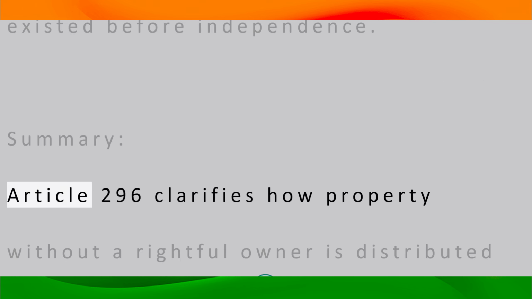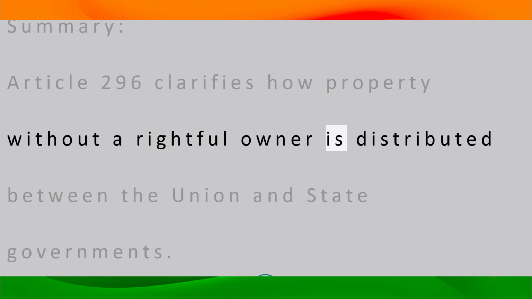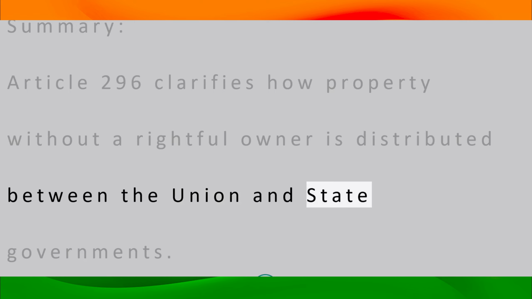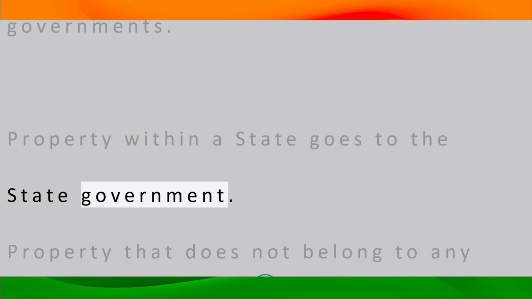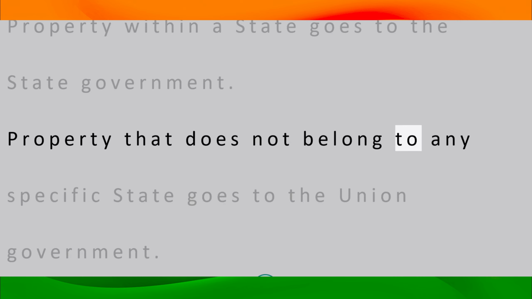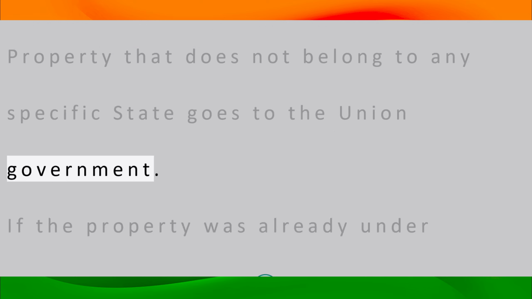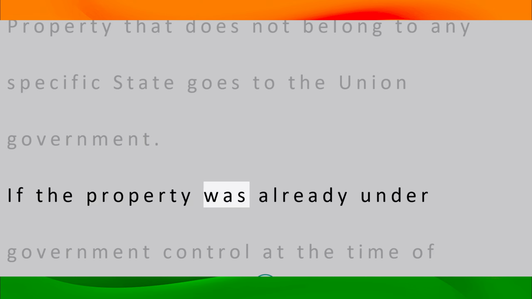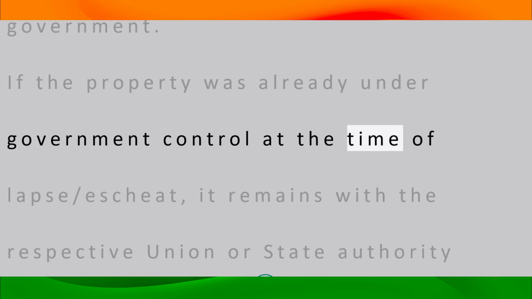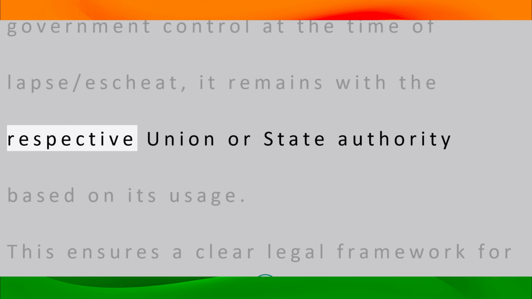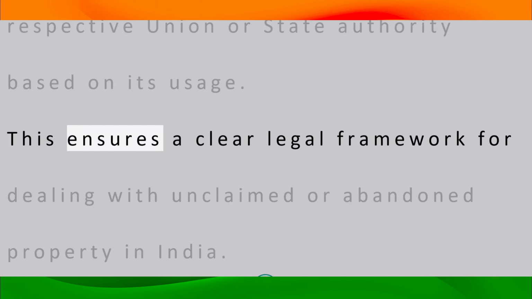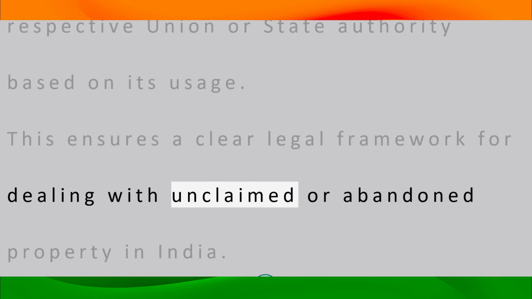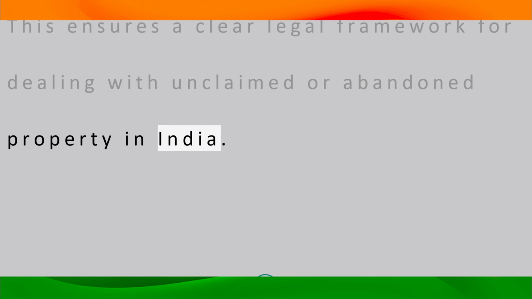Summary. Article 296 clarifies how property without a rightful owner is distributed between the union and state governments. Property within a state goes to the state government. Property that does not belong to any specific state goes to the union government. If the property was already under government control at the time of lapse or escheat, it remains with the respective union or state authority based on its usage. This ensures a clear legal framework for dealing with unclaimed or abandoned property in India.